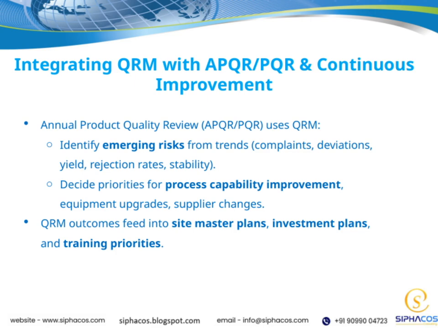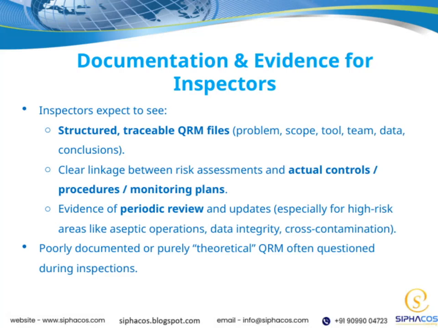So, by combining QRM with APQR and ongoing improvement initiatives, we create a more proactive and effective approach to maintaining product quality and operational excellence. When inspectors come in, they expect to see well-structured, traceable QRM files. This means having clear documentation that covers all the key elements: the problem at hand, the scope of the assessment, the tools used, the team involved, the data analyzed, and the conclusions drawn. It's important that everything is linked logically so that they can follow the decision process easily.